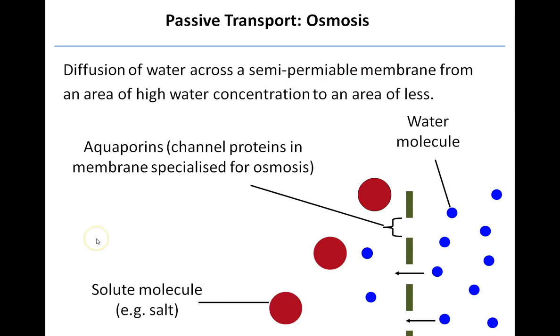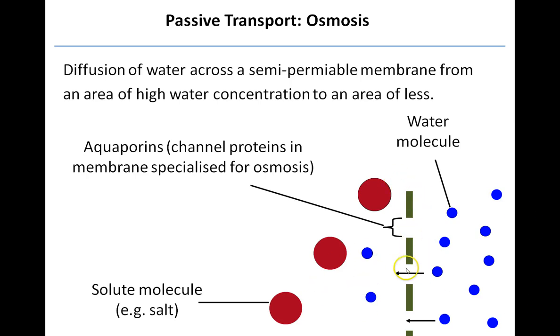A concept that's associated with this sort of diffusion is one we call osmosis, and this refers to the movement of water across a semi-permeable membrane or selectively permeable membrane such as the cell membrane. And what you get here is water movement from where it's at a high concentration to where it's at a low concentration.